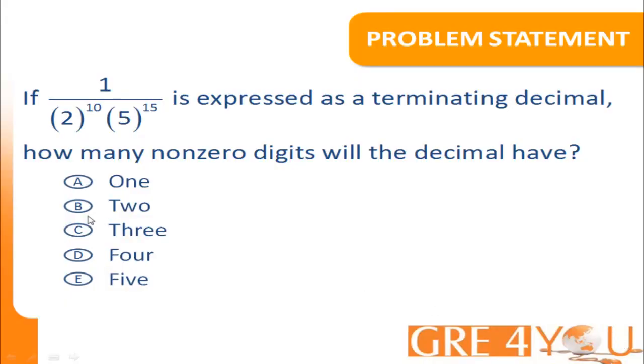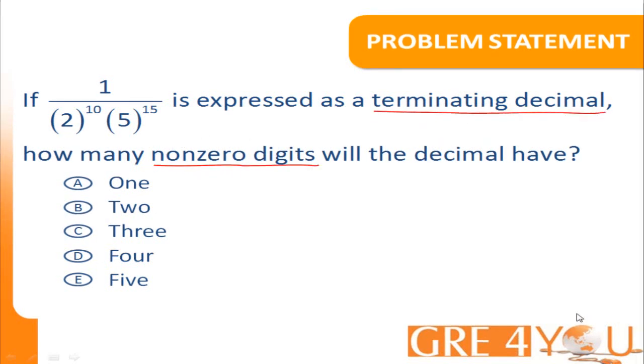In this video, we're going to take a look at a particular kind of exponent problem. Let me read it out for you. If 1 over 2 to the power 10 times 5 to the power 15 is expressed as a terminating decimal, how many non-zero digits will the decimal have? Now, there are a couple of key terms that we have to take a look at. One of them is terminating decimal, and the other is non-zero digits.